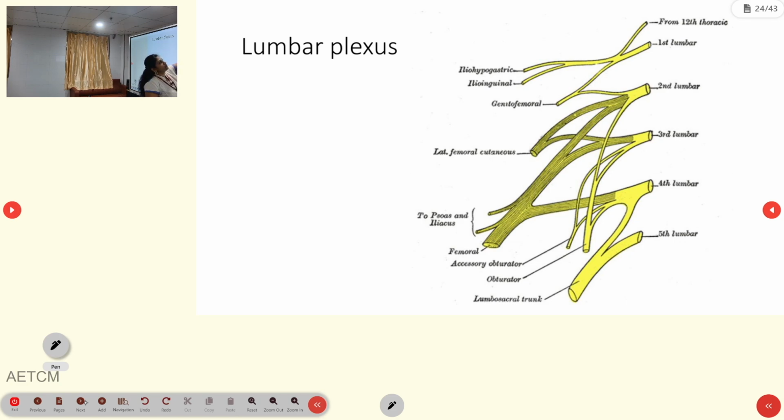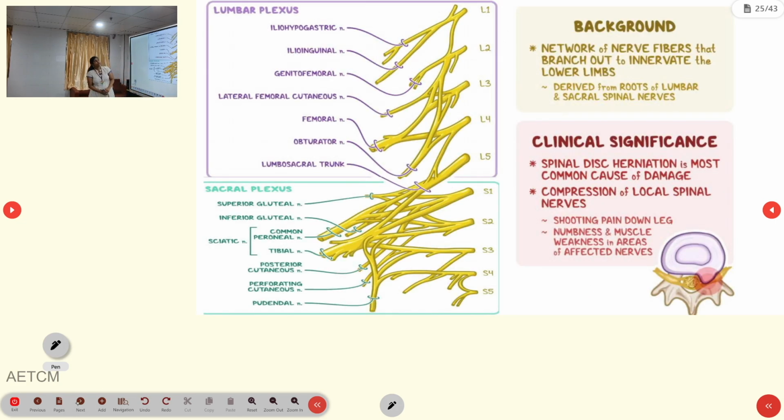The lumbar plexus is formed by all four lumbar nerves, and in addition to the first lumbar nerve is the 12th thoracic nerve. From the lumbar plexus, it gives rise to the iliohypogastric, ilioinguinal, lateral femoral cutaneous nerve of thigh, the femoral nerve, and the obturator nerve. So this will be the lumbar plexus.